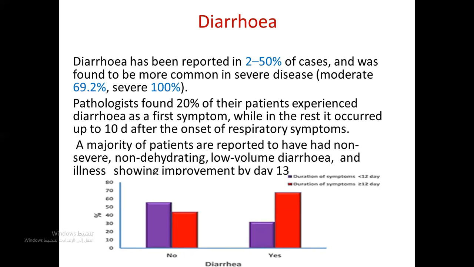A majority of patients are reported to have had non-severe, non-dehydrating and low volume diarrhea. إنه حتى الدياريا الموجودة تكون بشكل non-severe وما يحدث جفاف وتكون low volume, and illness showing improvement by day 13، يعني بعد اليوم 13 ممكن إنه يحدث عندهم تحسن من الدياريا. Next.